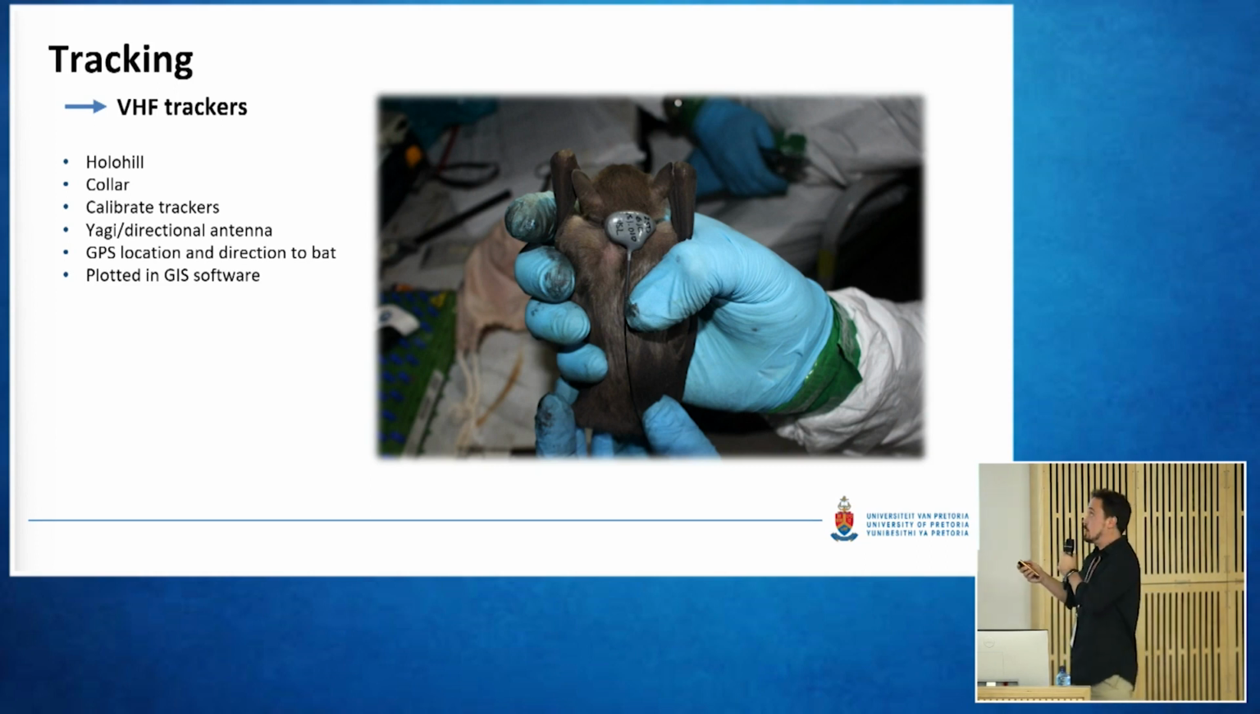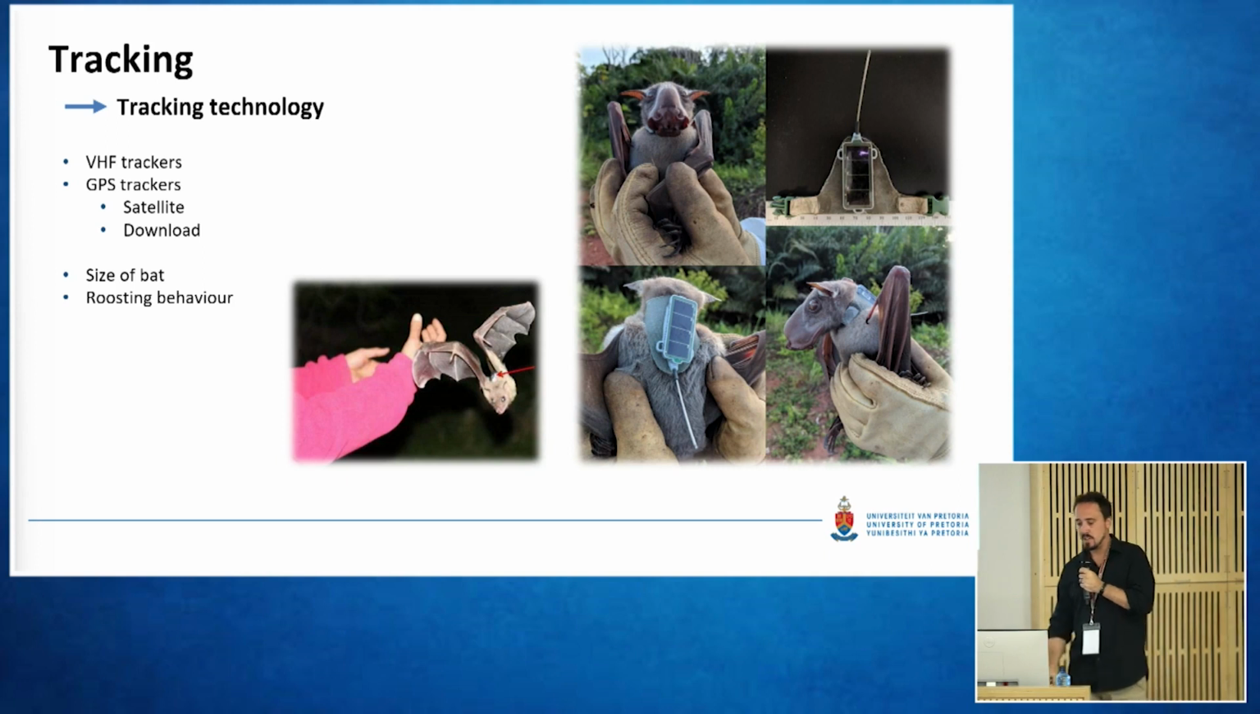These tags are also very cool because they tell you if the bat is flying or resting. Depending on the beeps it sends out, you can determine whether the bat is flying or stationary, so you can determine sort of the behavior. Anyway, we plotted all this in QGIS, and this allowed us to look for overlap of these bats with humans and wildlife. As for GPS trackers, these are a lot more expensive than VHF trackers.